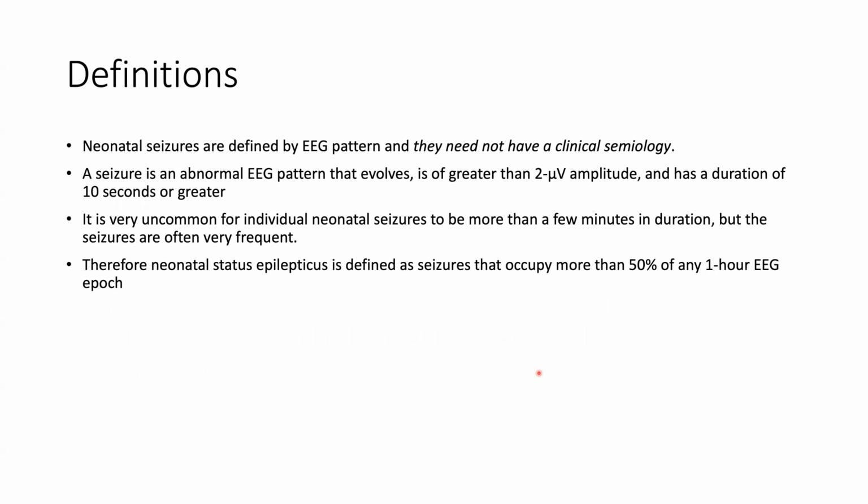As I told you, for defining any movement as a neonatal seizure, you need an EEG confirmation. So how do you define a neonatal seizure on an EEG? A seizure is an abnormal EEG pattern that evolves, that is, from time to time it has to change. And it is of greater than 2 microvolts in amplitude and has a duration of 10 seconds or greater. It's a very arbitrary definition, but this is what is used.